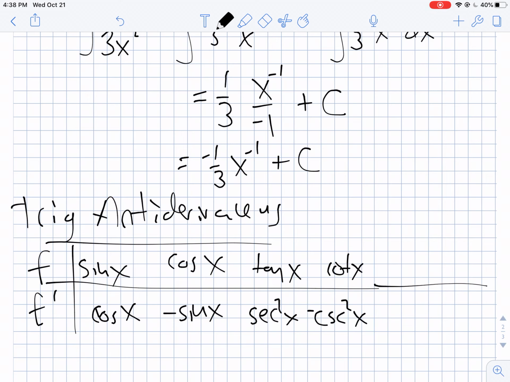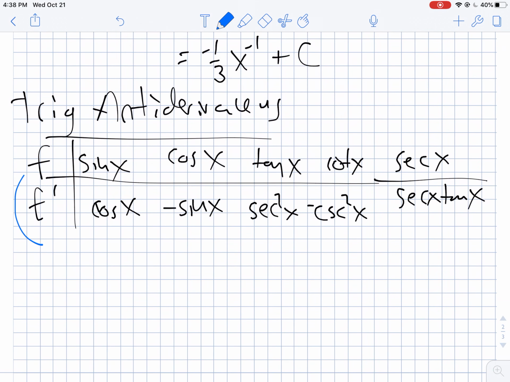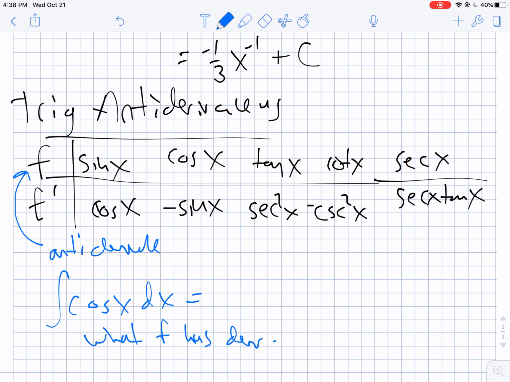I can see I did not leave myself enough room. If I have secant x, I know the derivative is secant x times tangent x, and then the same thing with cosecant, but I'm out of room for that. So what that means is that if you go in the opposite direction, that's what you do for taking the antiderivative. So when you take the antiderivative of cosine x, again, it's saying what function has a derivative of cosine.